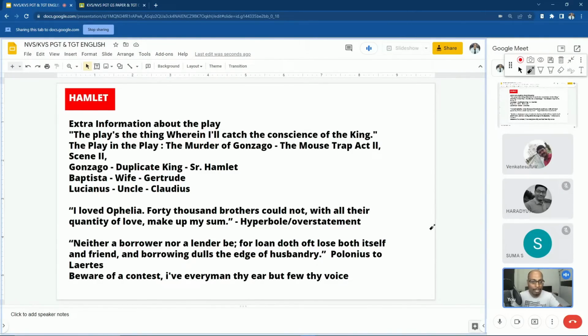You want to know the meaning of this quote, Goji? Yes sir. Please explain. Never give money to anybody, never borrow money from anybody, mostly from your friends. Because if you give money to your friend, either you lose money or you lose your friend.